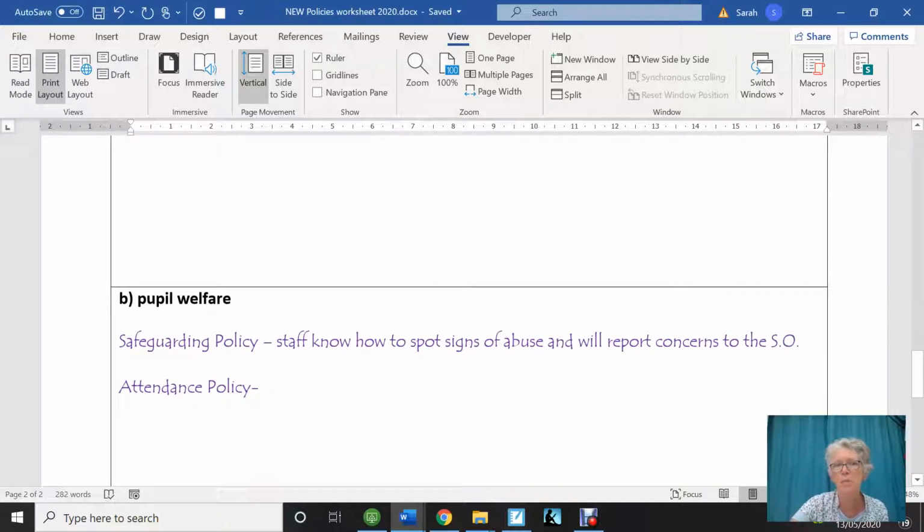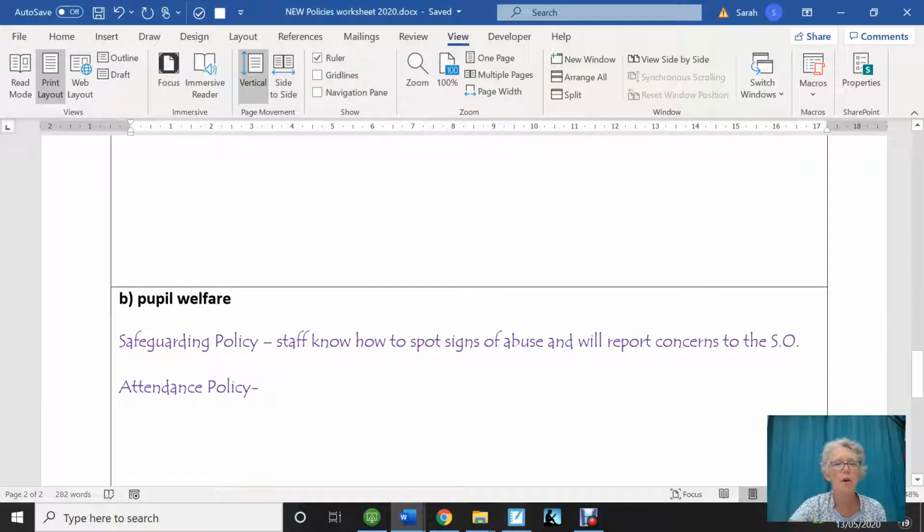Here's the next section, pupil welfare, and I've put the safeguarding policy. That's the first one that comes to mind to protect the pupils, isn't it? And I've put staff know how to spot the signs of abuse because they will all be set out in the policy, and they'll know to report any concerns they have to the safeguarding officer.